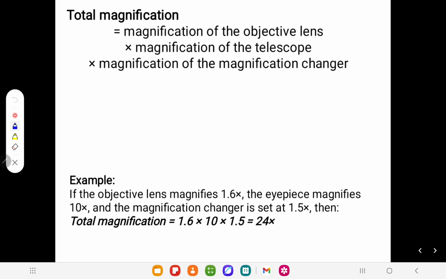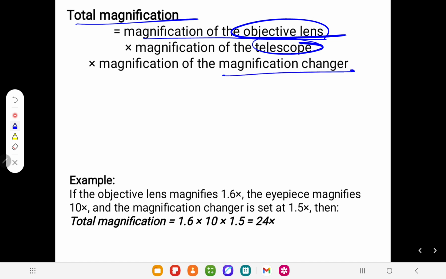Now here we come to a very important concept for you guys. Total magnification of the slit lamp depends upon three things. One is magnification by the objective lens. Another is magnification by the telescope within that system, that is the eyepiece. Third is magnification by the magnification changer, that is the drum or flip which you are changing. These three things, and I have taken this example.